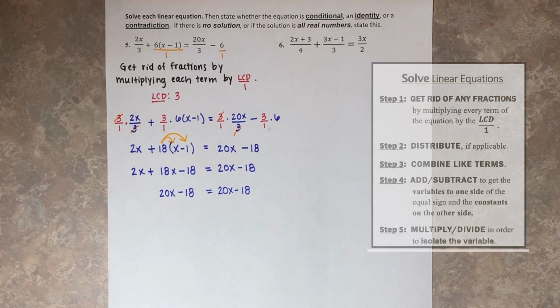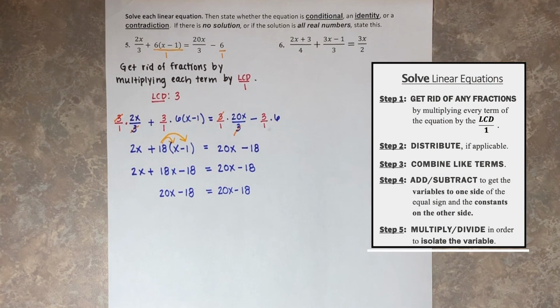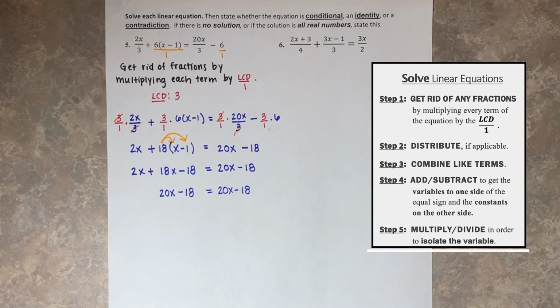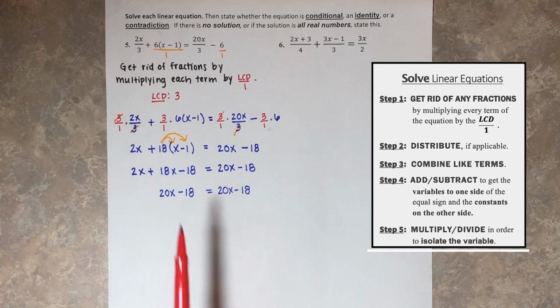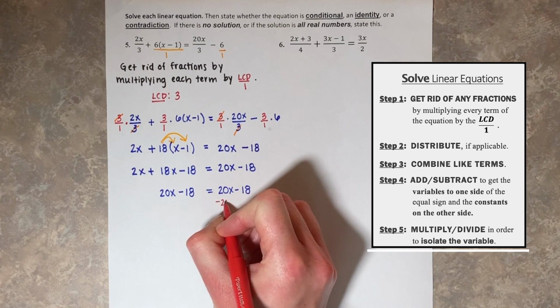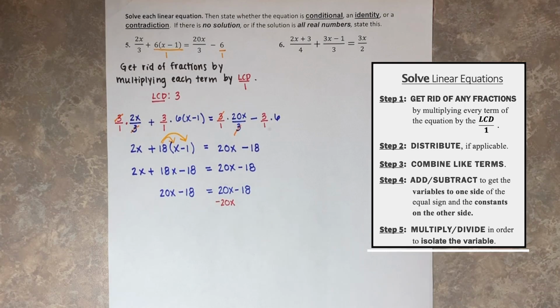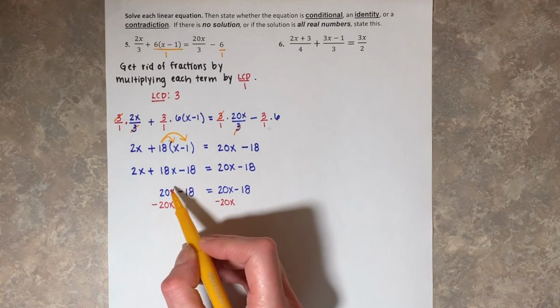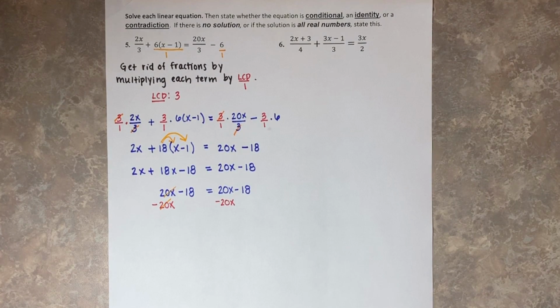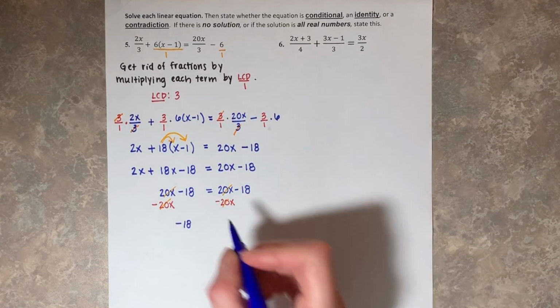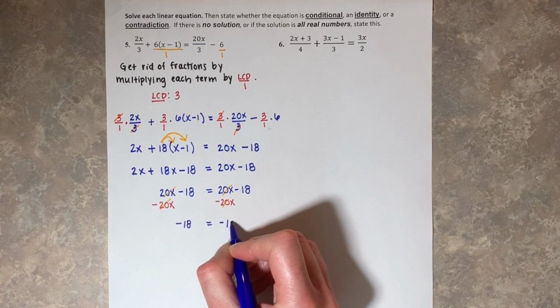The next step is we want to get the x on one side of the equation. Right now, x appears on two different sides of the equation. So let's suppose we want the x to appear only on the left side. Let's subtract 20x from the right side, and then we'll also subtract 20x from the left side. Well, these will cancel and leave us with negative 18. And these will cancel to leave us with negative 18 on the right.